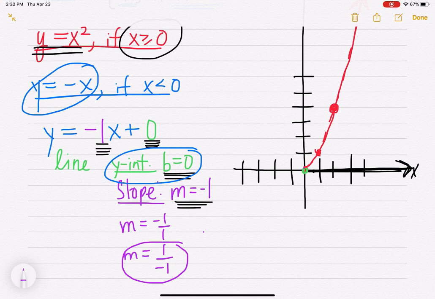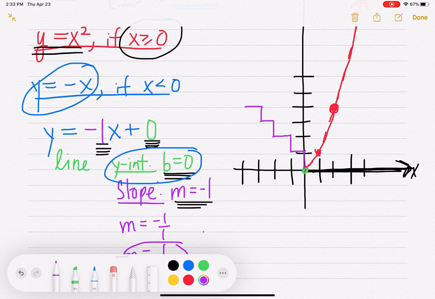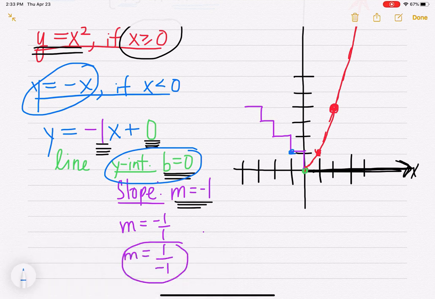So I'm going to go up 1, left 1, up 1, left 1. I'm going to get some points. That's the idea. The top number tells you your rise, the bottom number tells you your run. So we're going up 1 and then left, up 1 and left. And generally speaking, you have a line that does something like this. You connect those points.